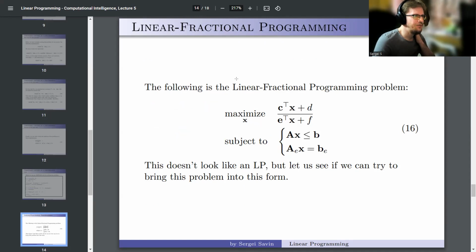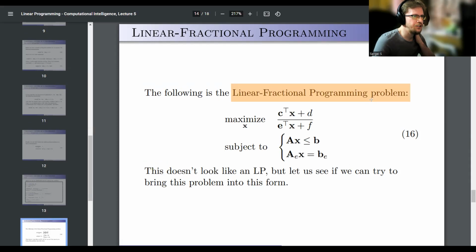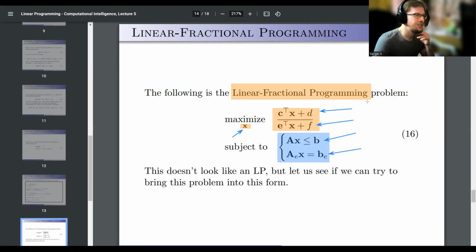So there is something called a linear fractional programming problem. And that is maximize this function, so this fraction over x, subject to those constraints. So maximize the fraction. A fraction is a scalar. So both sides here are scalars. This is a scalar, this is a scalar. We are maximizing the ratio between those two scalars over x while maintaining some constraints. So this is what we do. Okay.